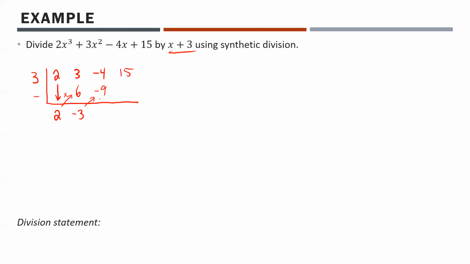-4 minus -9, well, that would be +5. 3 times 5 is 15. And what do you know there? 15 minus 15, that is 0. And the reason I say what do you know there, that's actually quite interesting.